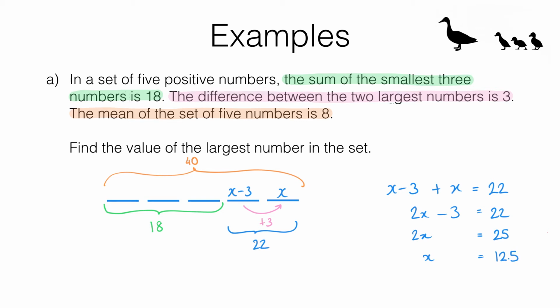And let's just check we've answered the question here. Have we found the largest number in the set? Well, we decided to call the largest number in the set x, and we've just worked out x. So yes, we have. x is 12.5. And for this question, we don't even care what any of the other numbers are in the set.